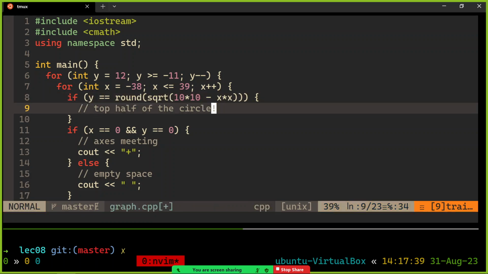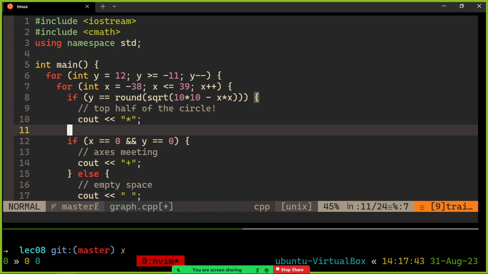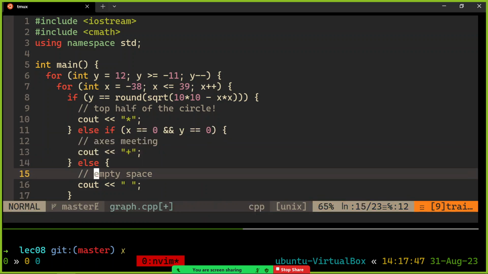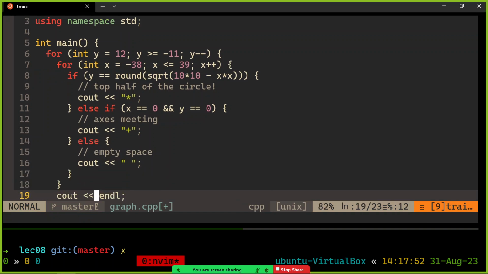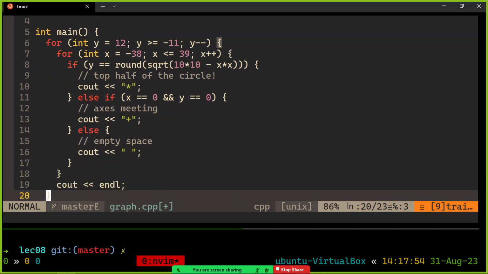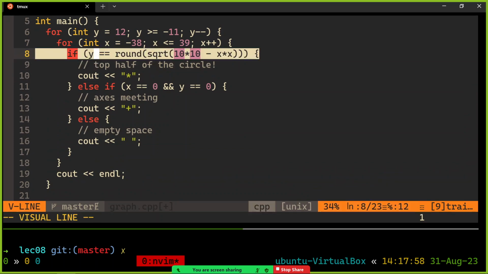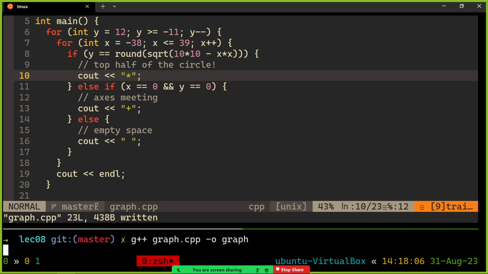So if it's on the graph, I want a star. Otherwise, maybe it's the axes meeting. Otherwise, it's none of that. And let's just keep on going. There's nothing to plot. Put an empty space so that we're ready for the next coordinate, right? So that's the new code. If x and y match this equation of this circle, put a star, all right? And that's going to do exactly what we want.